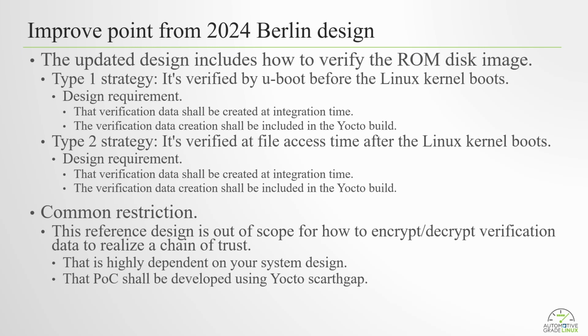Type 2 strategy is verification at file access time after the Linux kernel boots. The design requirement is the same as type 1. And the common restriction: this reference design is out of scope for how to encrypt and decrypt verification data to realize a chain of trust, because that is highly dependent on your system design. That POC shall be developed using the Yocto Dunfell.